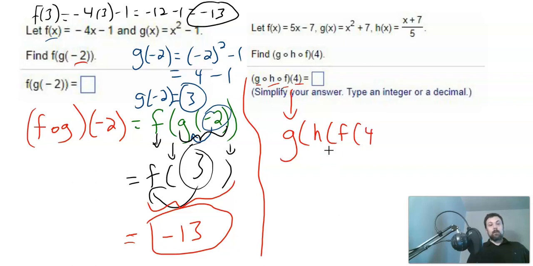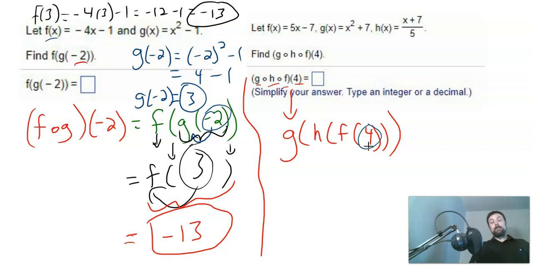So every time I said the word "of," I start a new parentheses. And once you get to the end, which is the 4, you close all the parentheses you started, which is 3 of them. So I have 3 of them to close here. And then you start from the inside and work your way out, right? So you start with the very inner parentheses, which is 4.